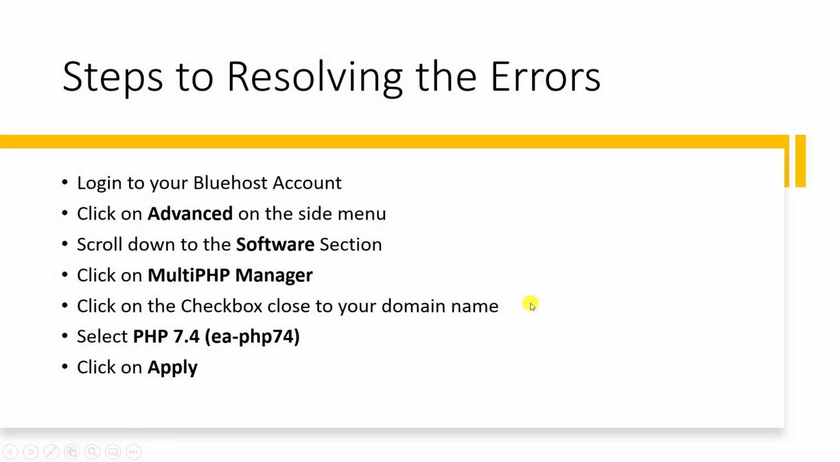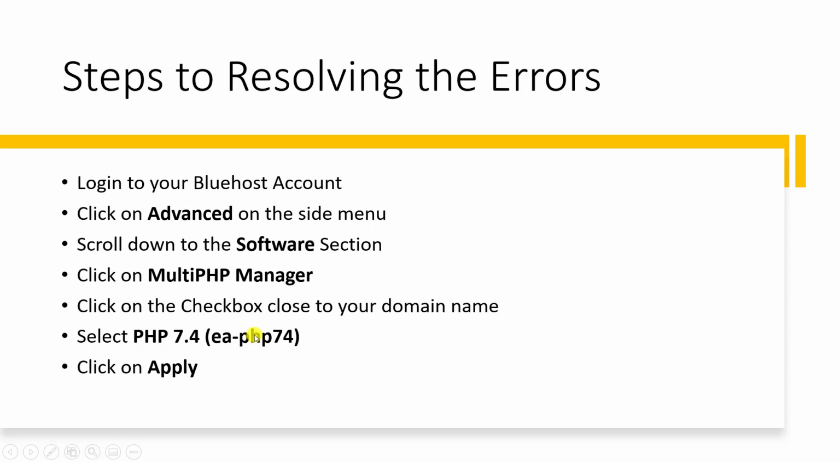So here are some steps to resolving the errors. They are very simple. First, you log into your Bluehost account. We're going to demonstrate all this. Then you click on the advanced icon on the side menu. The third one is you scroll down to the software section and click on multi-PHP manager. So you click on the checkbox close to your domain name and then just select that you want the latest available PHP, in this case, PHP 7.4. Click on apply and then your site will be up and running.